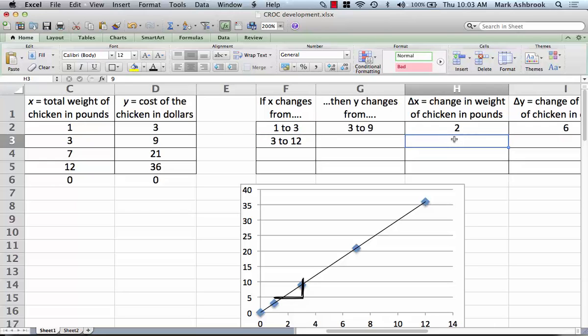Somebody over here. X changes from 3 to 12. 9. 9.